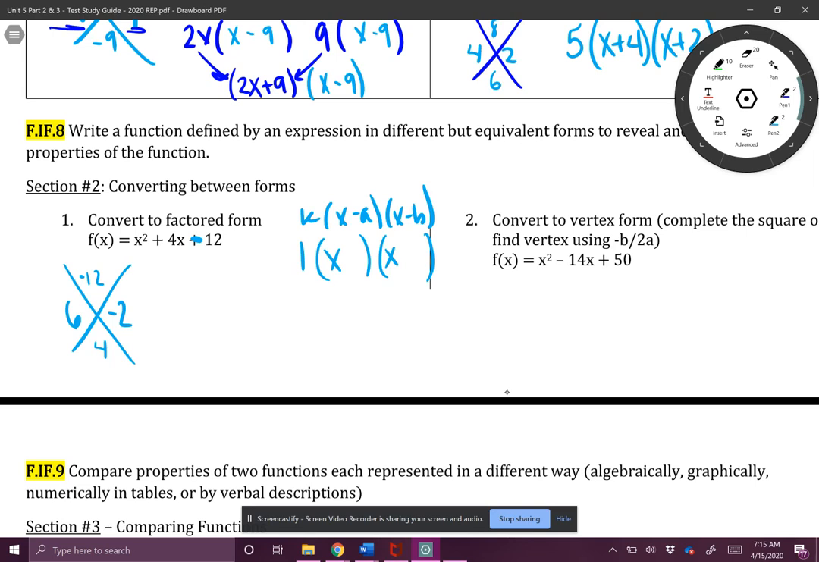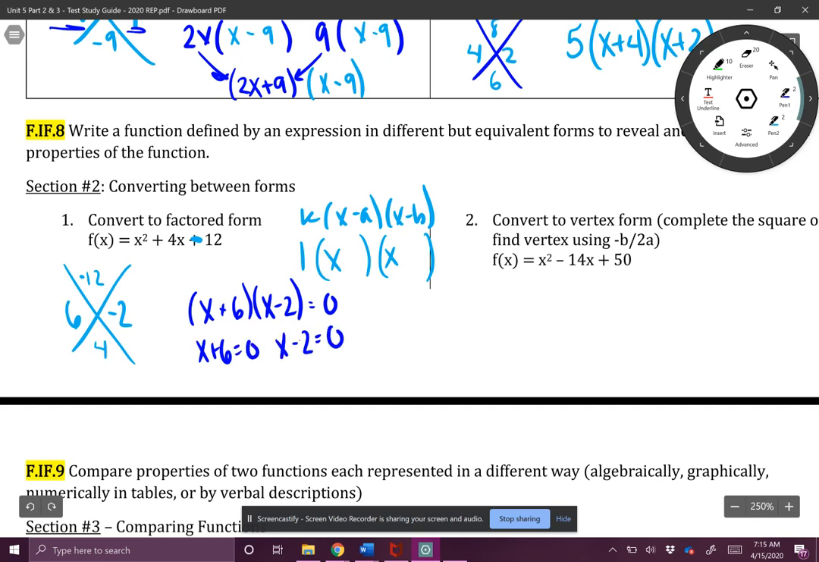So we found our two factors, 6 and negative 2. So from here, let's go ahead and write x plus 6, x minus 2. And when we notice we wrote that out, we actually are going to set those equal to 0. And we get x plus 6 equals 0, x minus 2 equals 0. So x must be equal to negative 6, x must be equal to positive 2.